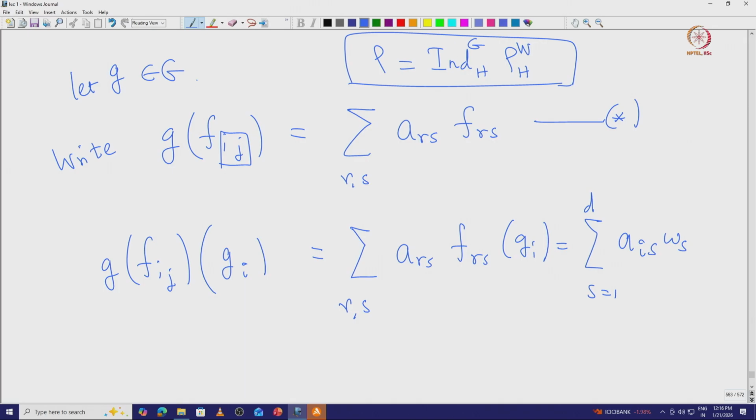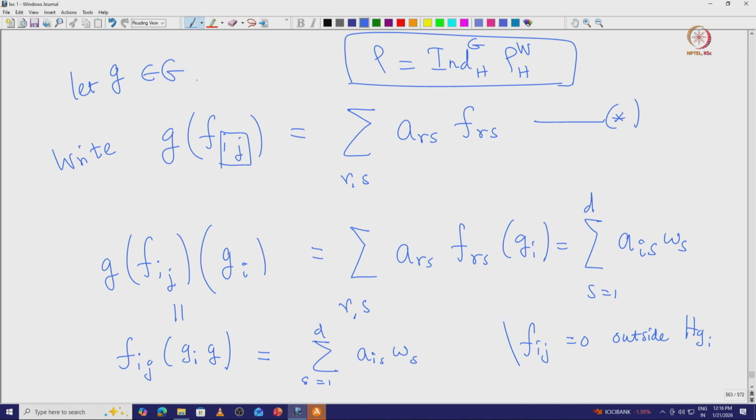Now what would happen if this g I g g I inverse is not an element of H? Then we know that this is going to be equal to F I J of g I g, which is exactly equal to the summation of S ranging from 1 to d of A I S W S. Now you can see that Fij is indeed 0 outside Hgi. So, that forces this g I g to be inside Hgi, otherwise this value is going to be 0.